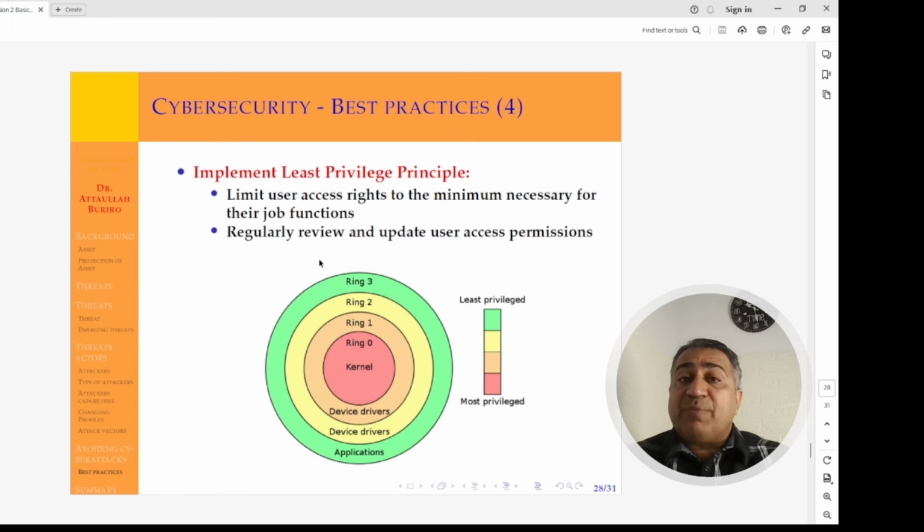And implement least privilege principles. For example, do not give an intern the privileges of a CEO. If there is an intern, he should have the access rights of an intern, not of a CEO. So implement least privilege principles and regularly review and update user access permissions.